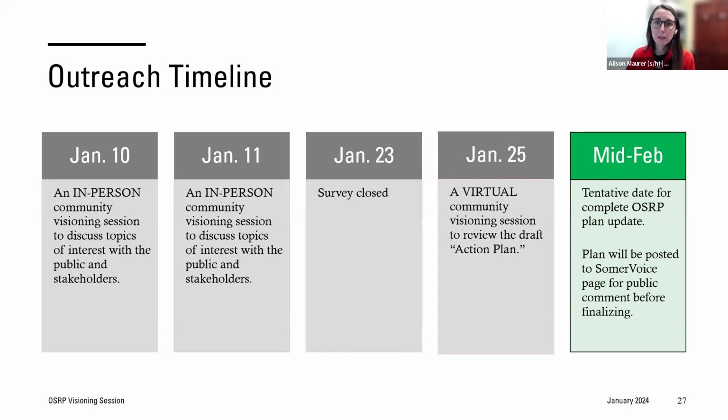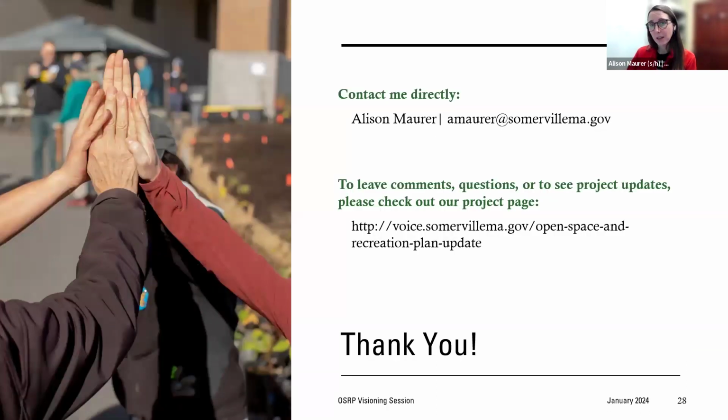If you aren't already on our mailing list, our email list, you can shoot us an email, tell us you'd like to be. You can contact me directly. There's my email address, and the Summer Voice page, which John just put in the chat as well. That will have this slideshow. It'll have additional, more final material, like the draft plan itself when we're looking for comments on that. That will be up there. So that's sort of the hub for all things open space and recreation planning. I think we also, yeah. Go ahead, John.